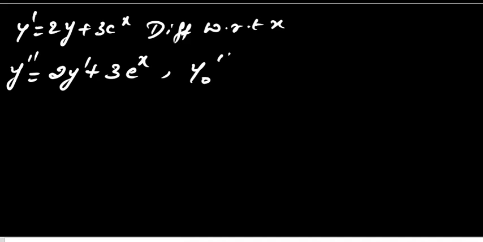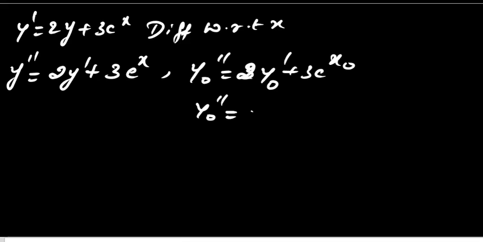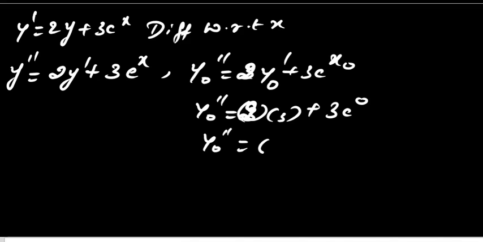But I need y naught double dash. So express everything in terms of the initial condition: 2y naught dash plus 3e power x naught. y naught dash, just now we got the answer as 3. So y naught double dash is equal to, sorry, it is 2 into 3 plus 3e to the power 0. So y naught double dash is equal to 6 plus 3. So we have got y naught double dash is equal to 9.